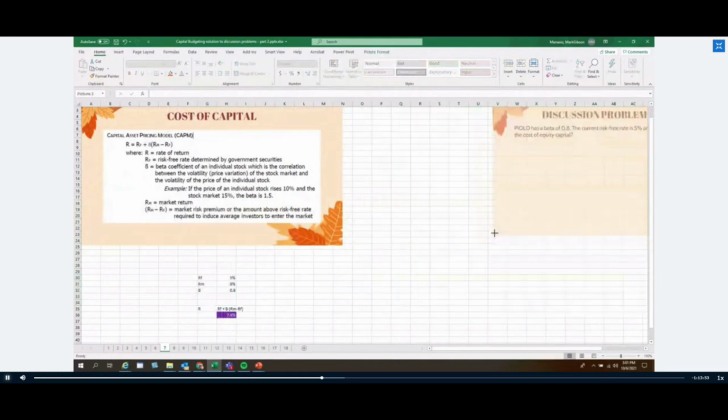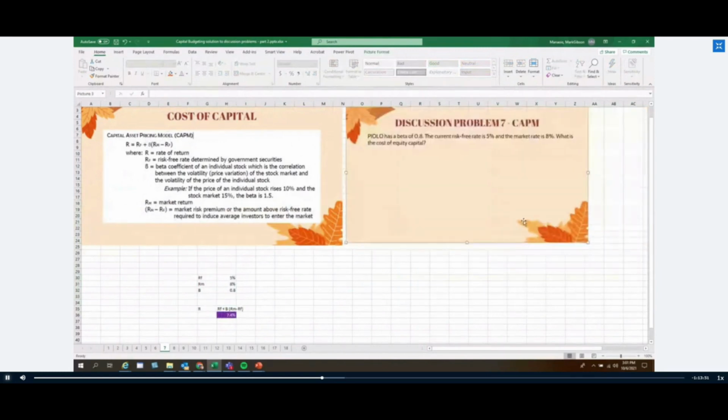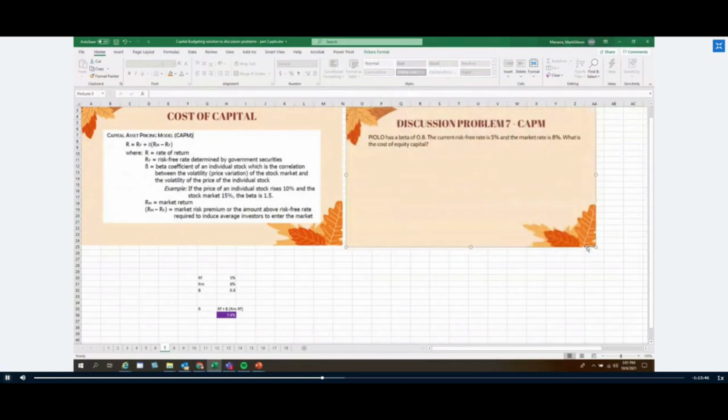So basahin natin yung problem. Piolo has a beta of 0.8. The current risk-free rate is 5% and the market rate is 8%. What is the cost of equity capital? So again, kunin lang natin isa. We have RF. RF is 5%. RM is 8% and beta of 0.8.